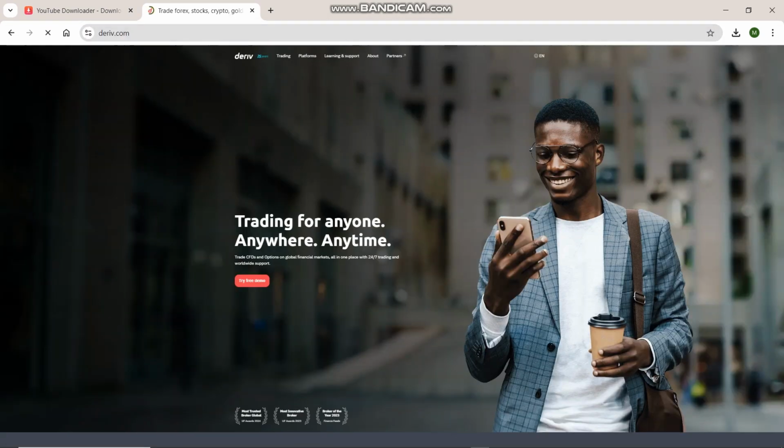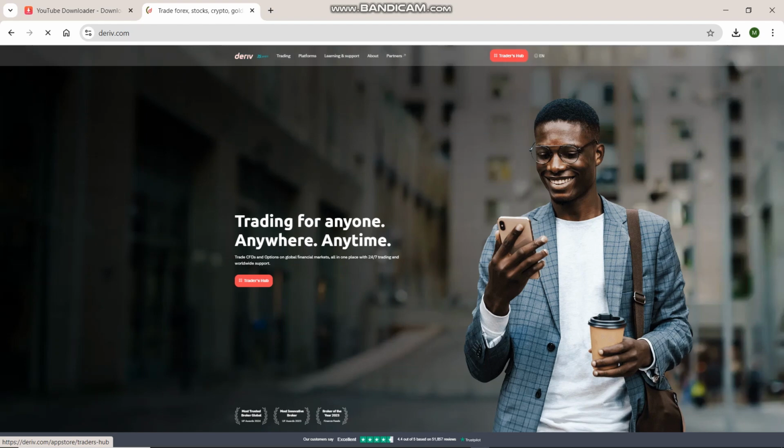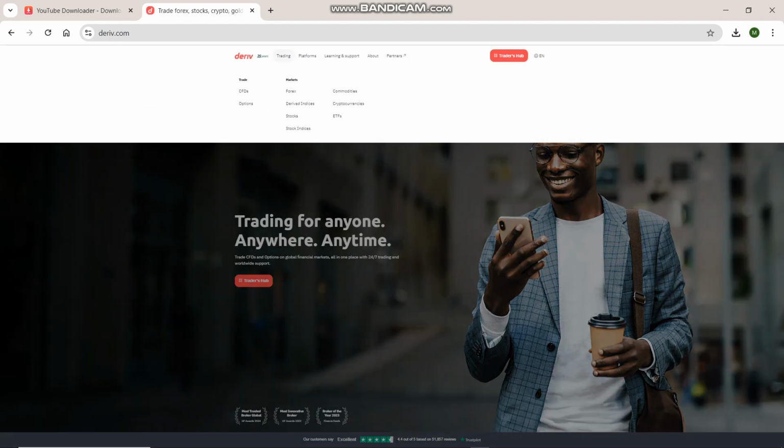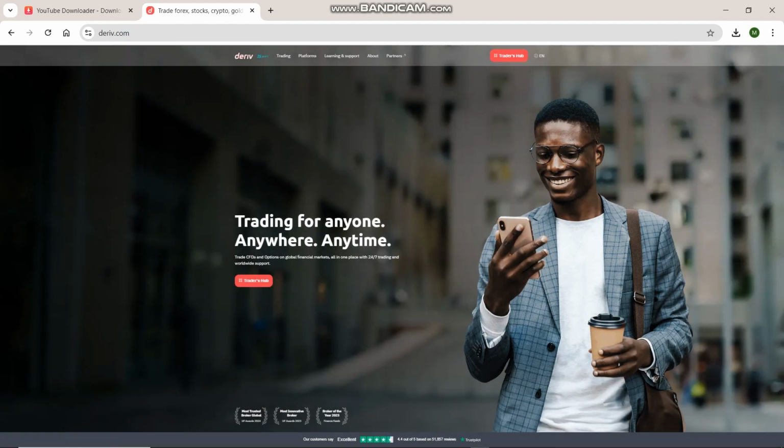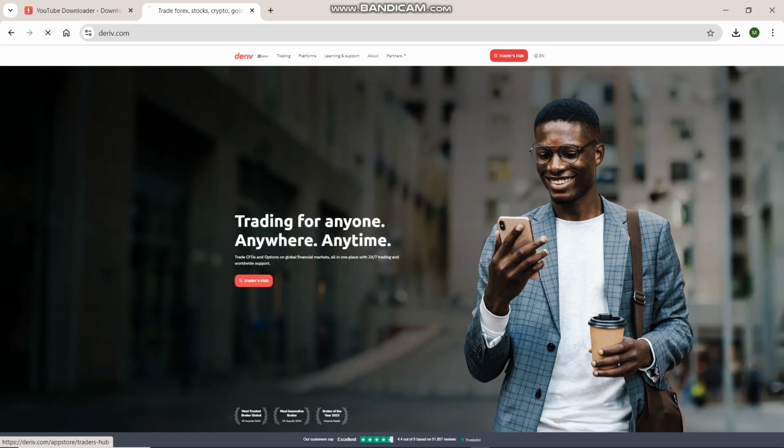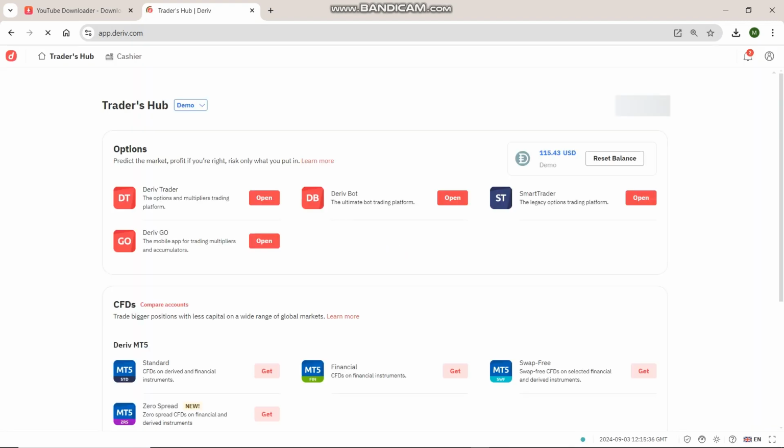deriv.com. So here you're going to find this overview. Then you're going to come and try and log in, of course, to your Trader's Hub, your Deriv trading platform. I was logged in, so it was easier to log in. So you can see here, this is my demo account, and we are going to start from here.